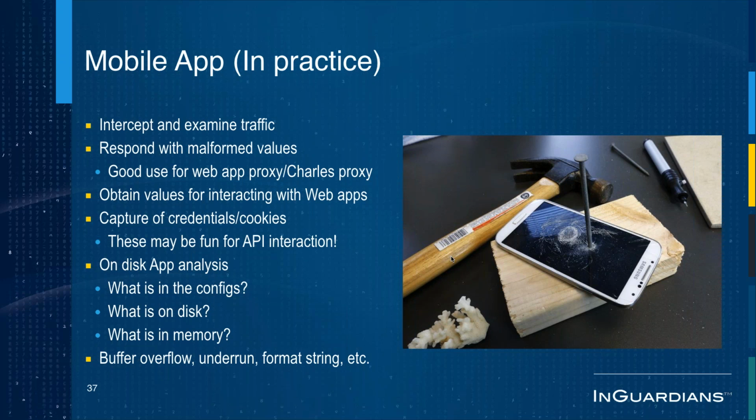What's in the configuration on disk on these devices? Pull them off the device, do some analysis of the code itself, what's in the file system for these as well. And then once we feed data back to the apps, i.e. the responses from the web server that they're interacting with or the API that they're interacting with, what happens when we give them malformed data to the app itself as opposed to the web server? So what happens with the responses? Are they doing bounds checking on the responses?